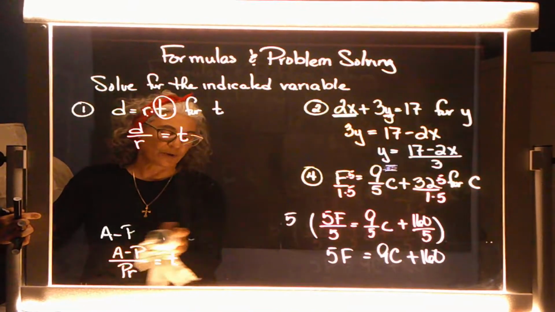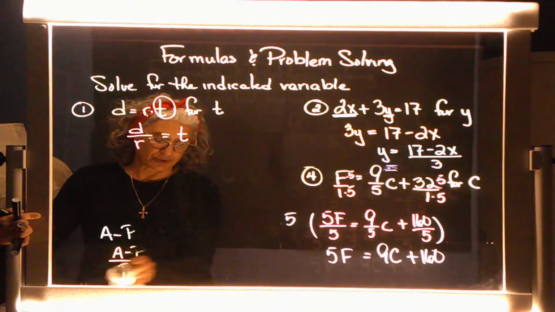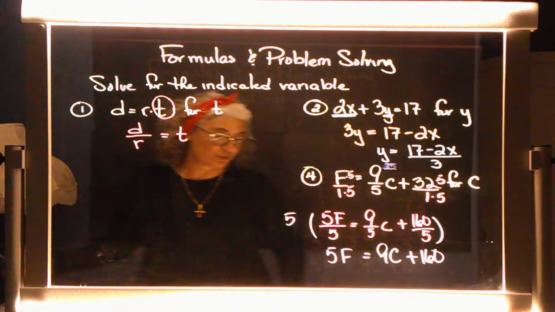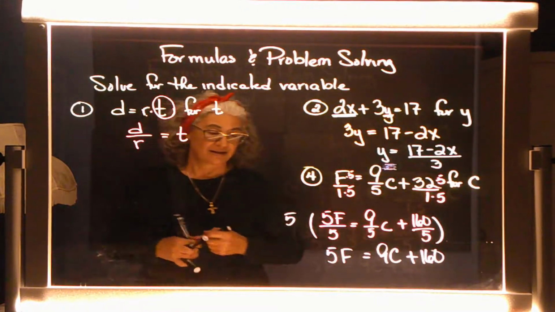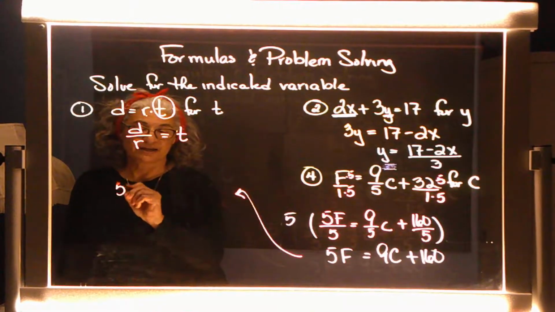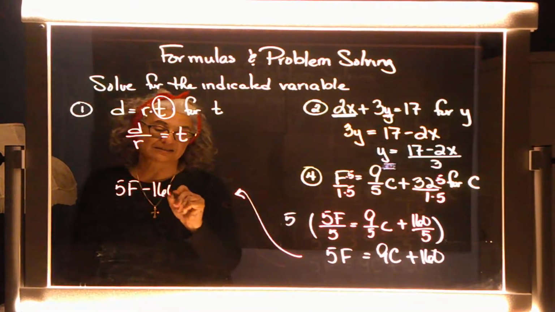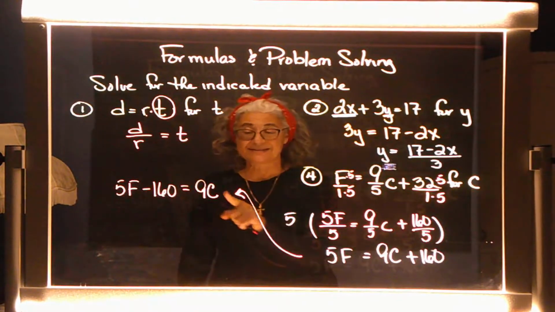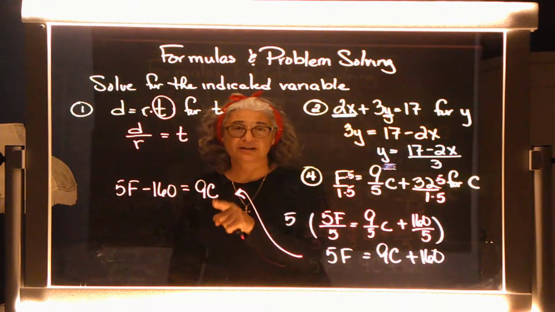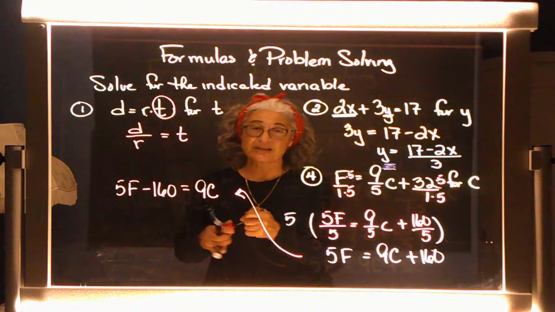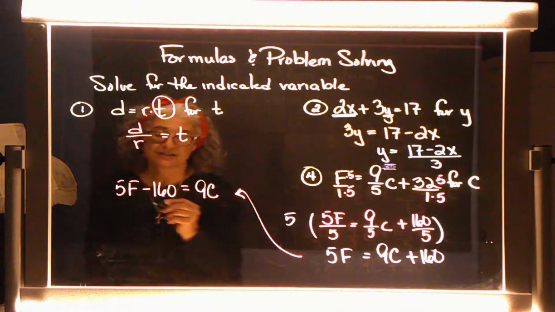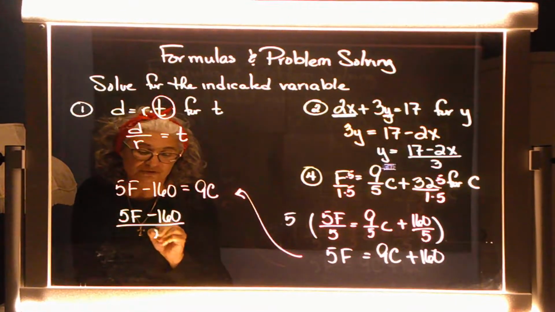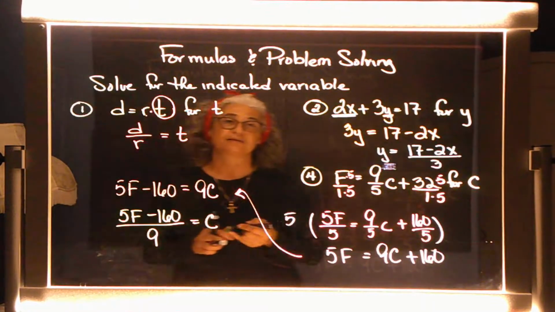Okay, so when I subtract it to both sides, which means on the left side, we are going to end up with, yes, we are going to end up with 5f minus the 160 equals 9c. Agreed? And c is not quite by itself yet, is it? What are you going to have to do? Good, divide both sides by the 9, which means we're going to end up with 5f minus 160 all over 9 equaling that variable c.